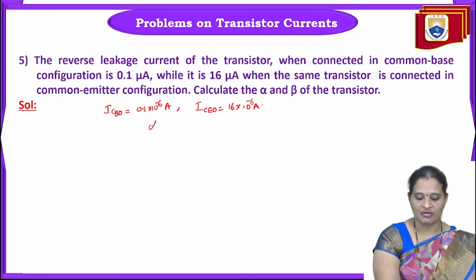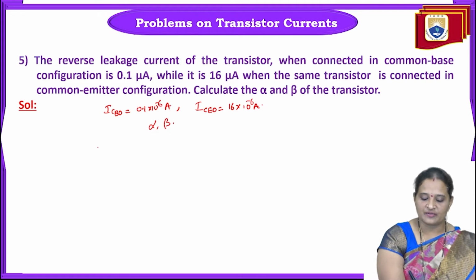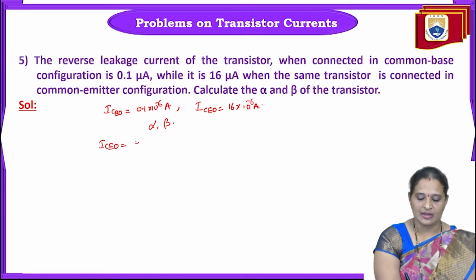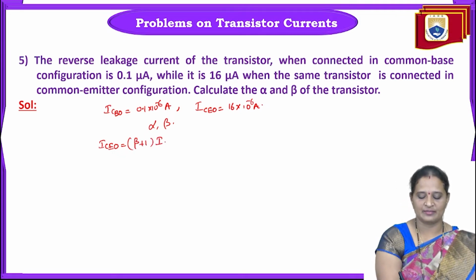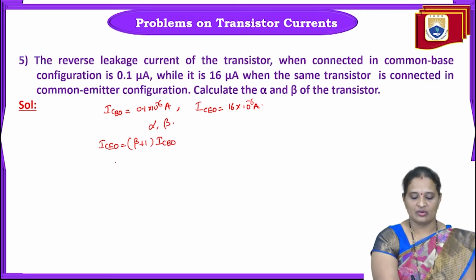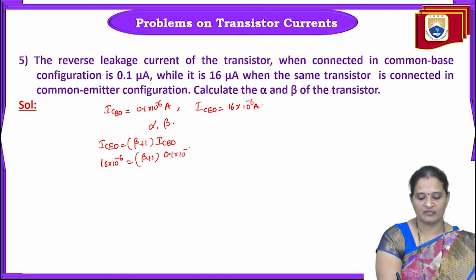Now calculate the value of alpha and beta. For that, first of all, we know the relation between ICE0 and ICB0: ICE0 is equal to beta plus 1 into ICB0. Now here we know that the ICE0 value is 16 into 10 to the power of minus 6, whereas the ICB0 value is 0.1 into 10 to the power of minus 6.